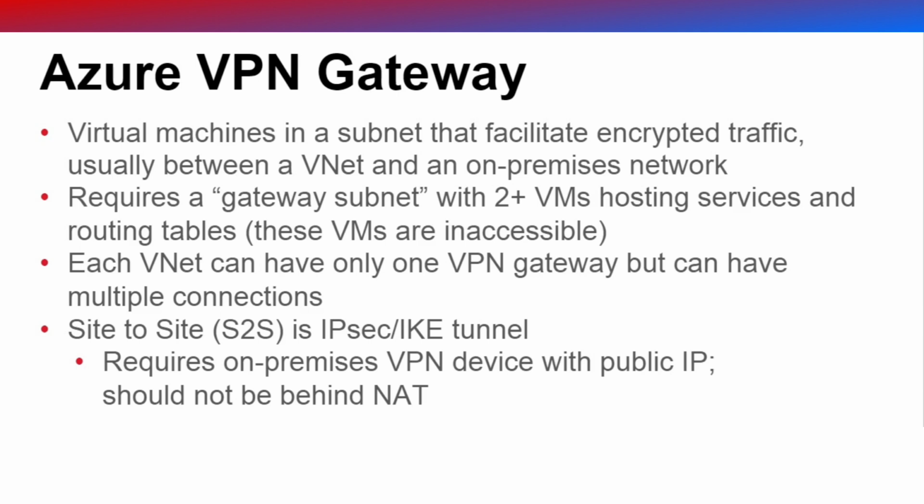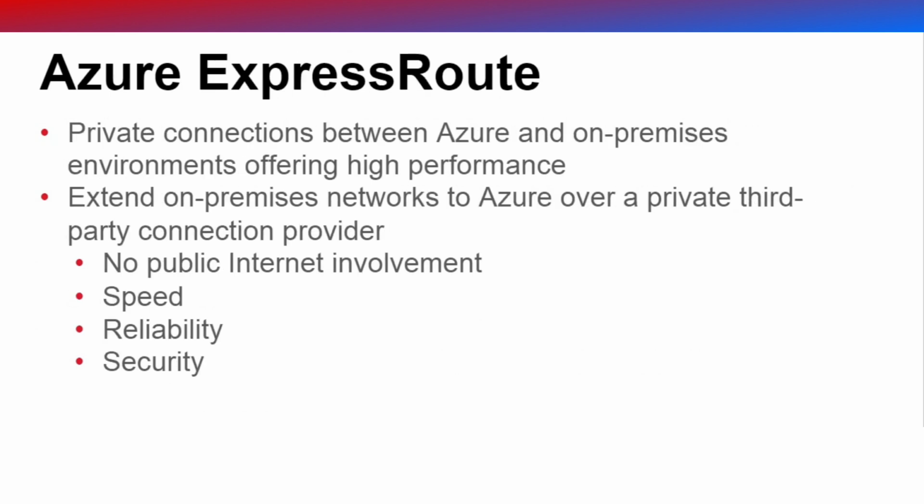So typically, you're going to have an on-premises VPN device that has a public IP, and this should not be behind a NAT server. And that is typically going to be how you're going to set up communications between an Azure VNet and an on-premises LAN. It's not the only way to do it, however. There is a somewhat easier and a little bit more expensive way called ExpressRoute. So kind of be aware of that as well.